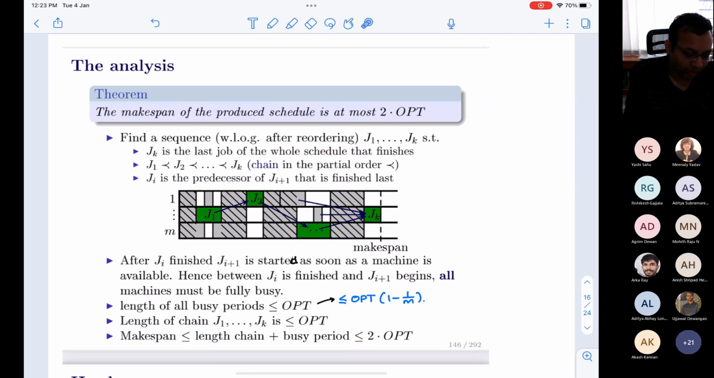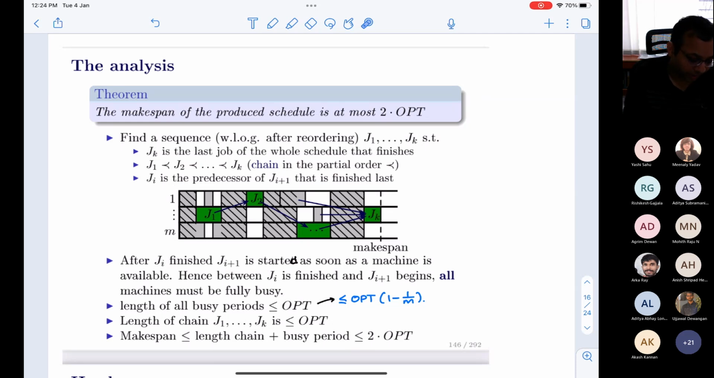So J1, then J2, then this and this. So JK was dependent on some job, and that was dependent on some other job and some other job and so on. So if you have this kind of a chain, let's say Ji is the predecessor of Ji plus 1 that finished last. So then after Ji finished, Ji plus 1 was started as soon as a machine was available. So if we are not able to assign JK just after this job is finished, that means all the time period before this, the machines are completely busy. Otherwise, I could have scheduled JK here itself. So machines are already busy, so I could not schedule JK here.